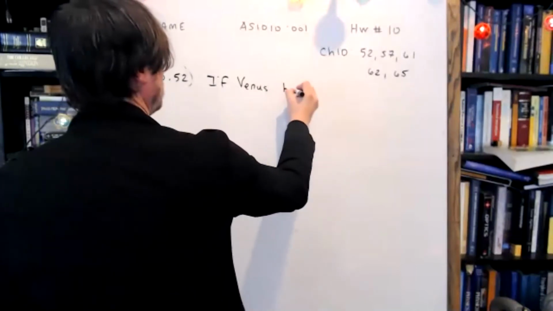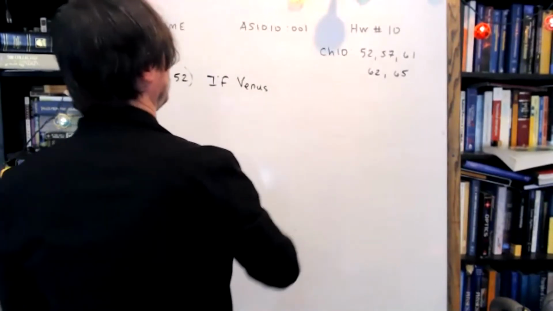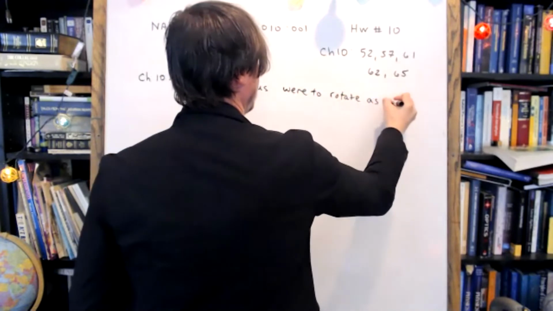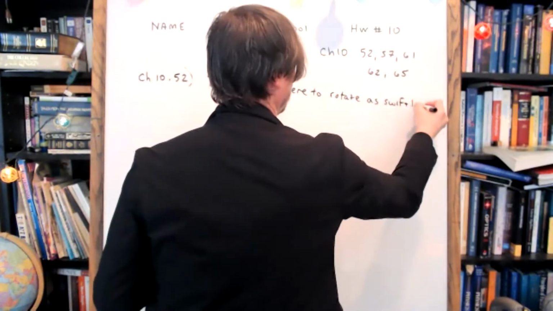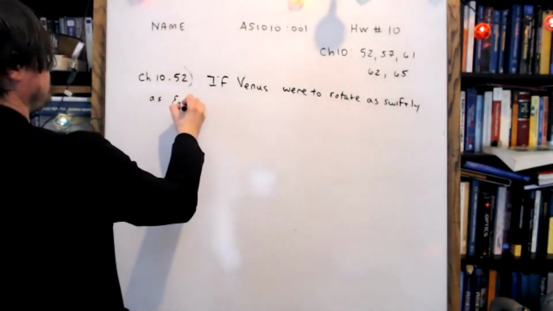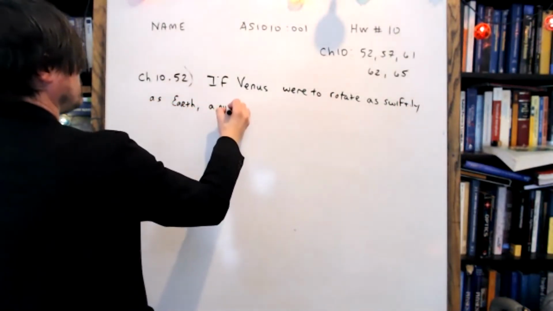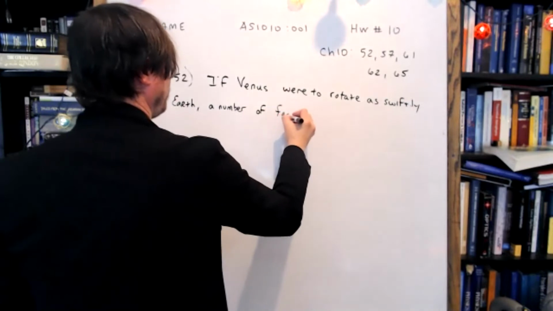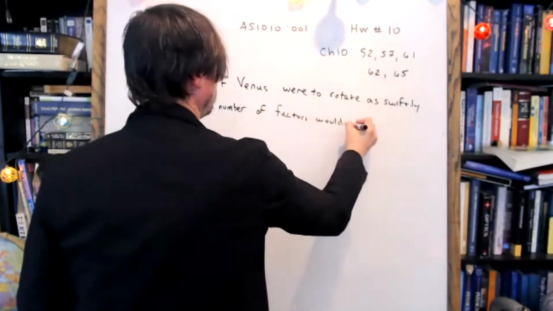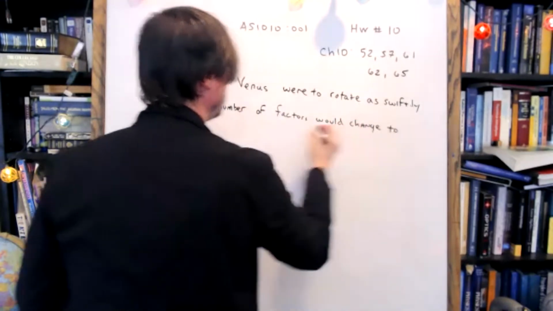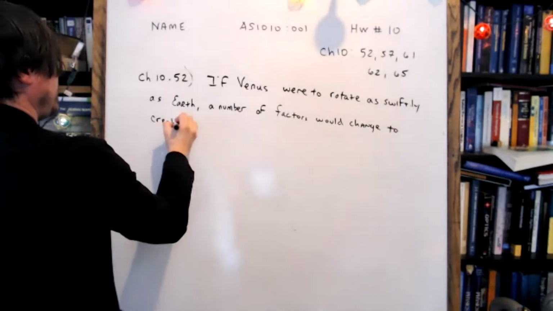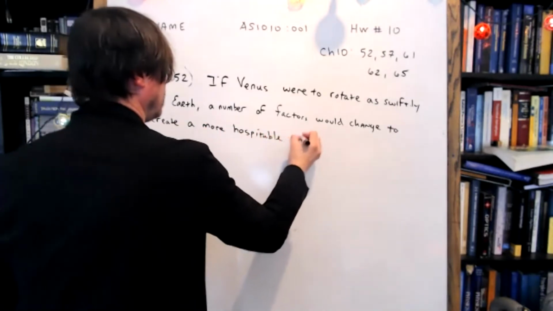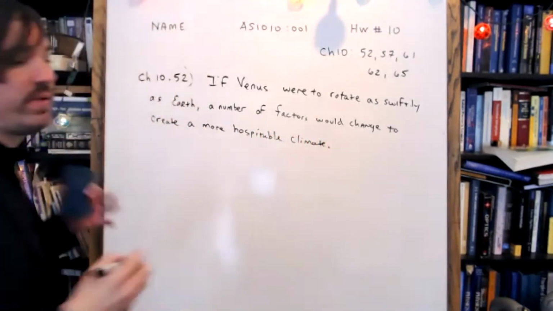If Venus were to rotate as swiftly as Earth, a number of factors would change to create a more hospitable climate. And now we're going to go into those factors.